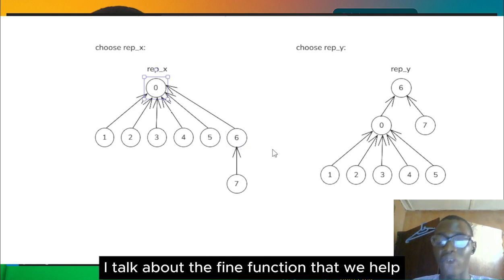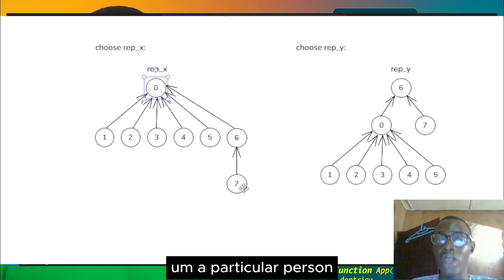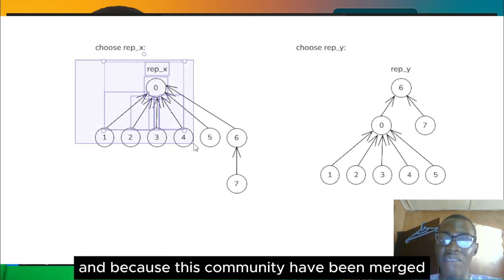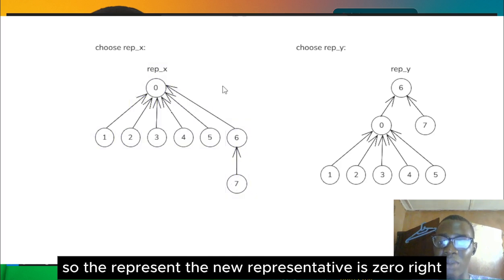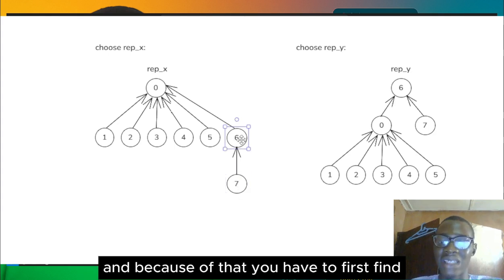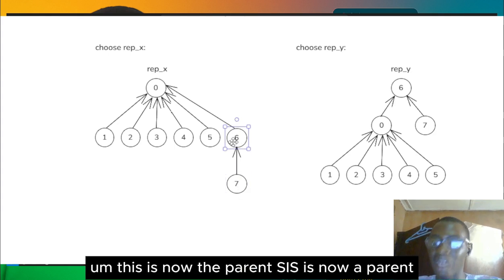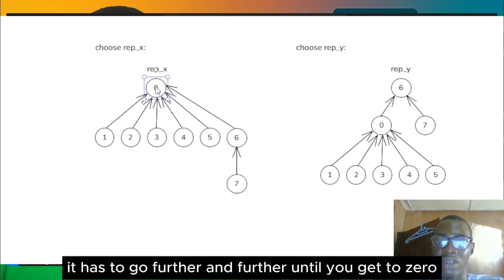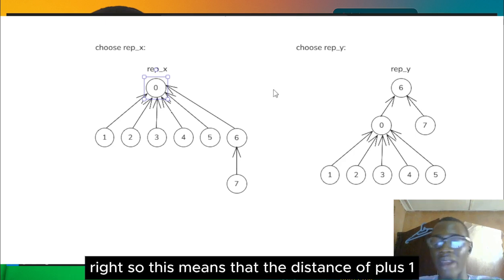Don't forget I talked about the find function that will help a particular person find the representative of their community. Because this community has been merged, the new representative is 0, right? So it's no more 6 for this particular person 7. 6 is now a parent, not a representative, so it has to go further and further until we get to 0, right? So this means a distance of +1.